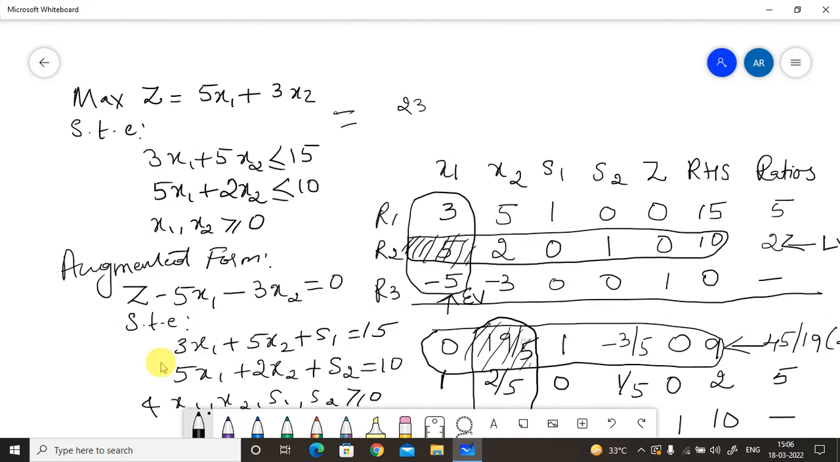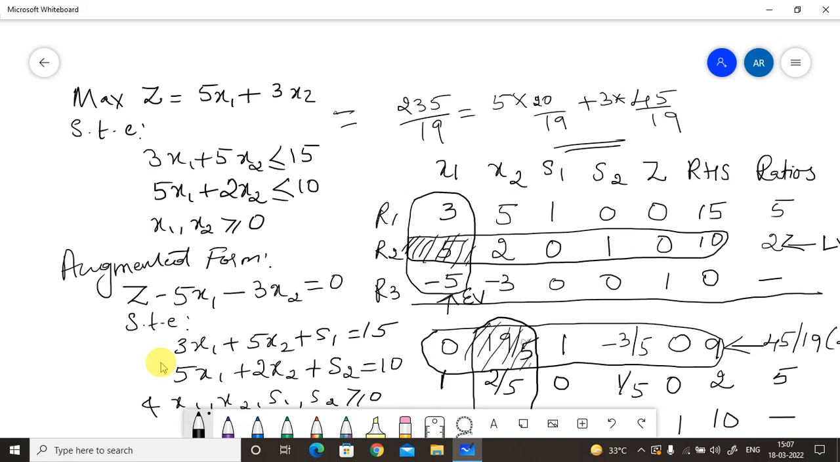So we'll just compare 235 by 19, which is equal to 5 into what is the value of x1 we got now? 20 by 19. 5 into 20 by 19 plus 3 into 45 by 19, right? 3 into 45 by 19. So if this LHS is equal to RHS, then the given solution, whatever the values you got for x1 and x2, will satisfy, and that's the optimal solution for the given problem.